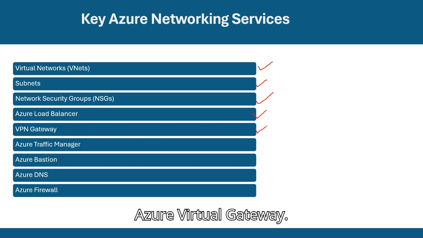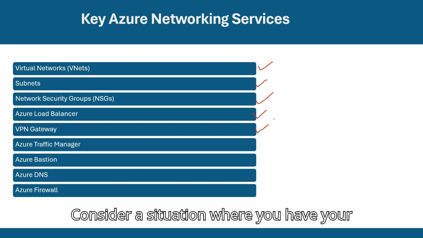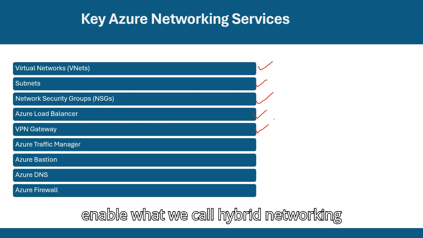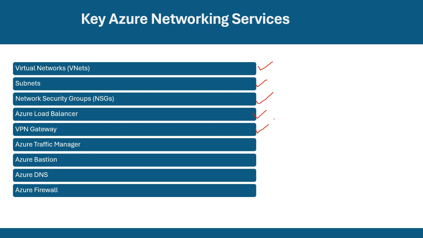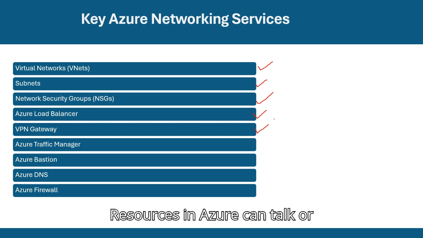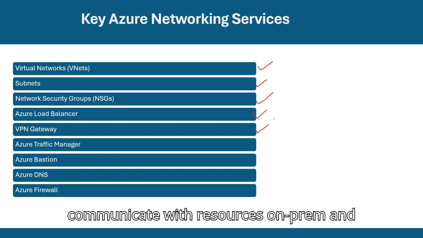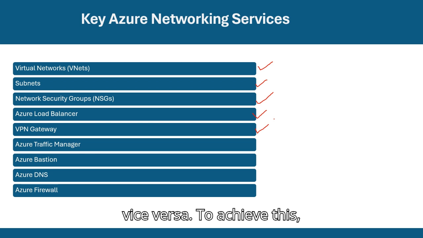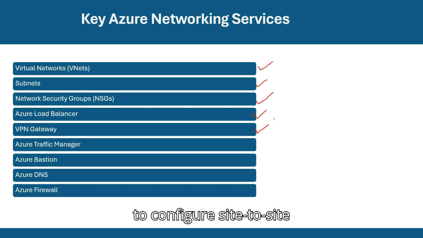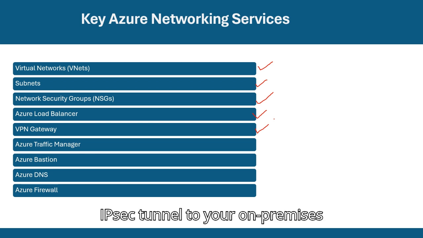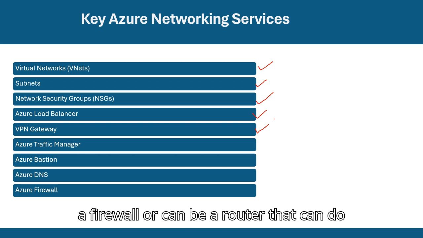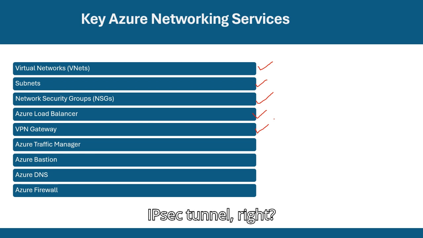Then we have Azure Virtual Gateway. Consider a situation where you have your on-premises environment and you want to enable what we call hybrid networking or hybrid configuration. This way, you need to ensure that resources in Azure can communicate with resources on-prem and vice versa. To achieve this, you'll be using Azure VPN Gateway to configure a site-to-site IPsec tunnel to your on-premises gateway. That on-premises gateway can be a firewall or a router that can do an IPsec tunnel, right?